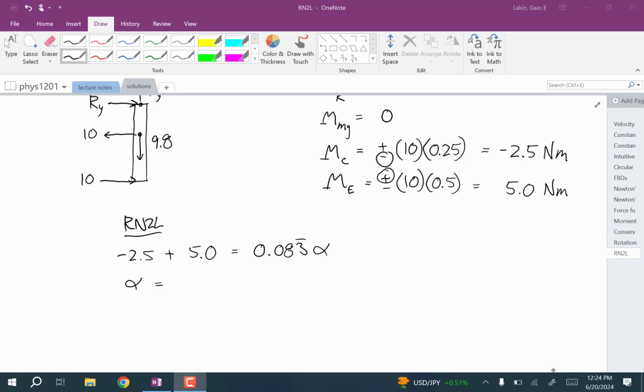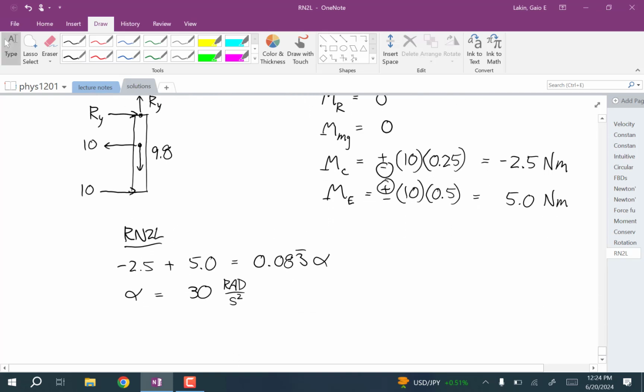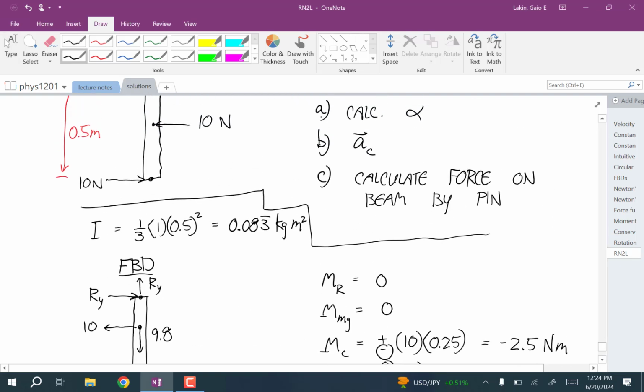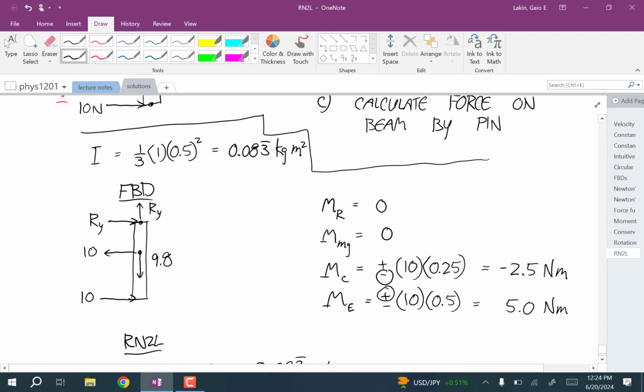And we get that alpha then is equal to positive 30 radians per second squared. Okay, so now we've calculated the angular acceleration. That's part A. Now we want to calculate the acceleration of the center of this body. And even if I didn't ask for that, we would need that in order to calculate the forces applied by the pin.